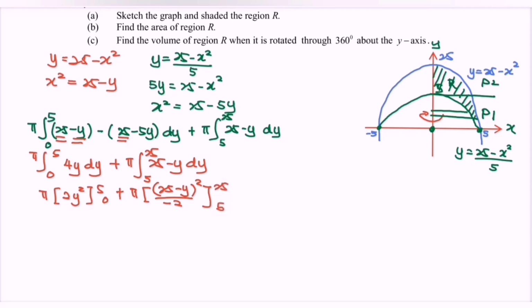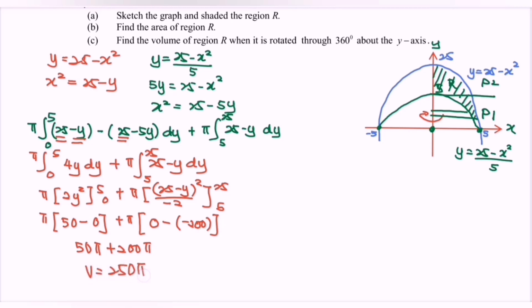So kindly substitute the situation. We have pi bracket. If we substitute 5, we have 25 multiplied with 2. So here we will have 50 minus 0. So in here we will have 0 minus the bracket. If we substitute 5, we will have 20 squared, which is 400, divided by negative 2. So we will have negative 200. So 50 pi, and then plus the 200 pi. So the volume will be equal to 250 pi unit cube.